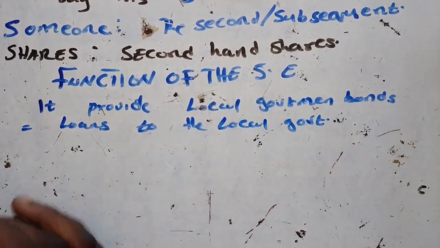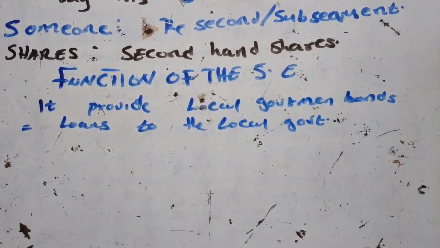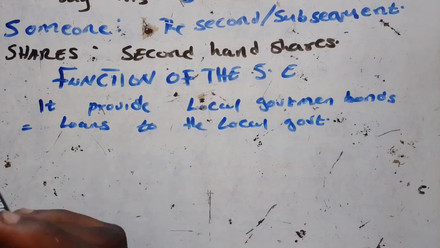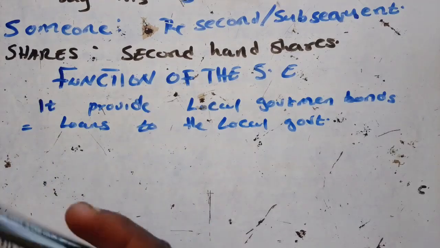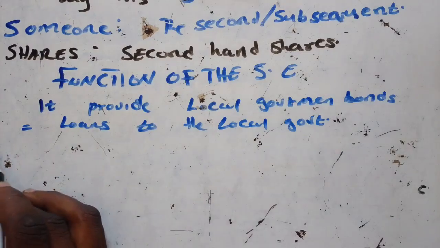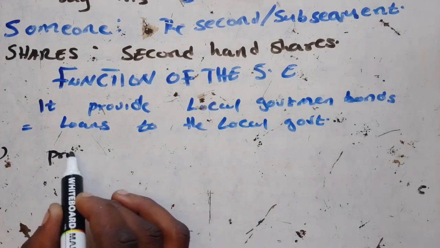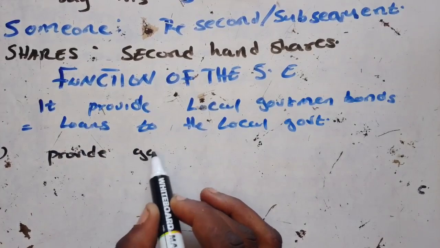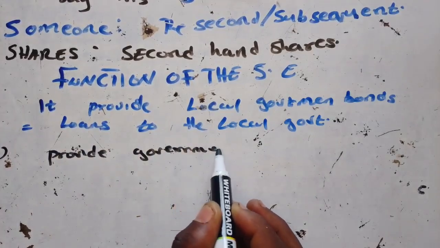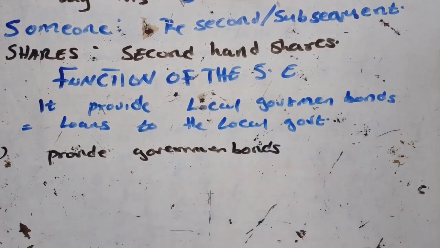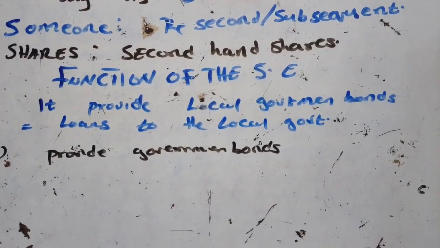Okay, the other function of the stock exchange is also providing the central government with bonds, rather than only the local government. The same happens: the government will borrow money from the lenders at the stock exchange. So this is the fifth: provide government bonds, and the loans that the government has gotten from the stock exchange will be used to develop infrastructure in our country. Okay, so I believe these are many.